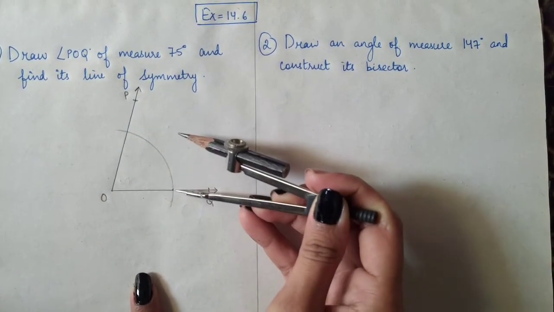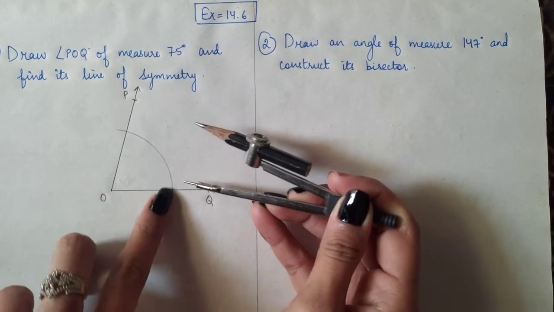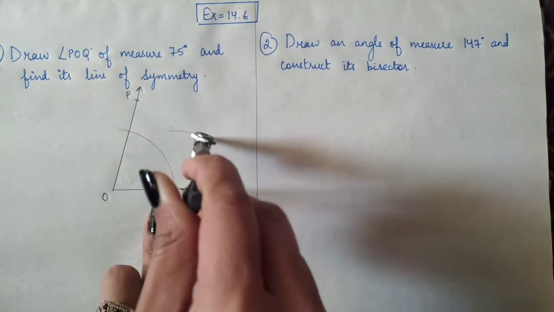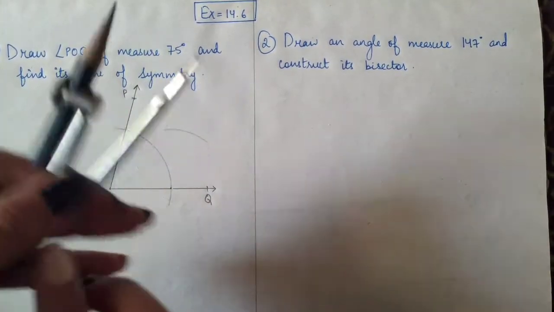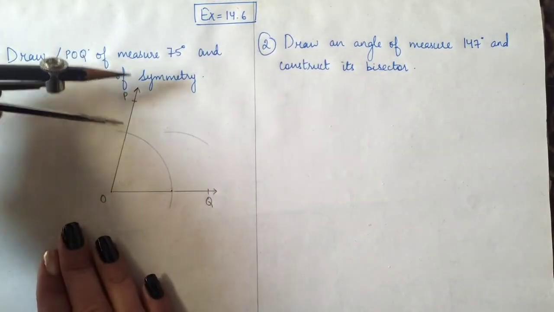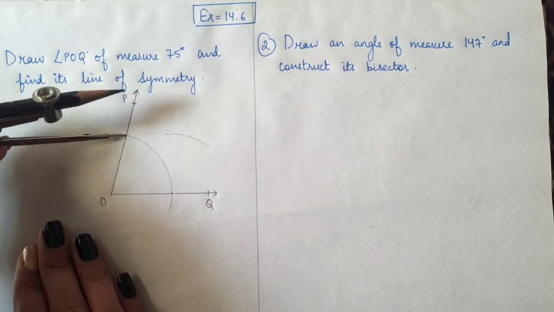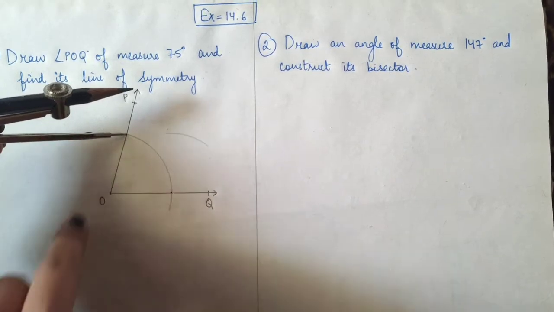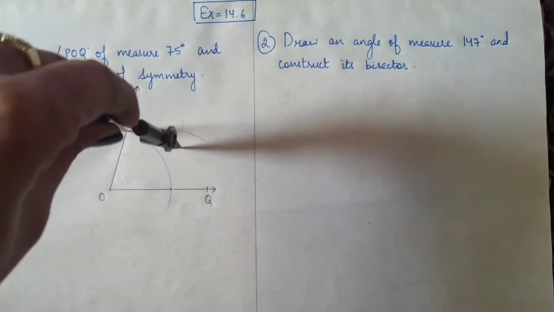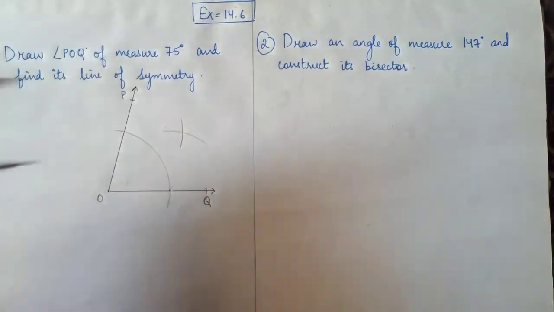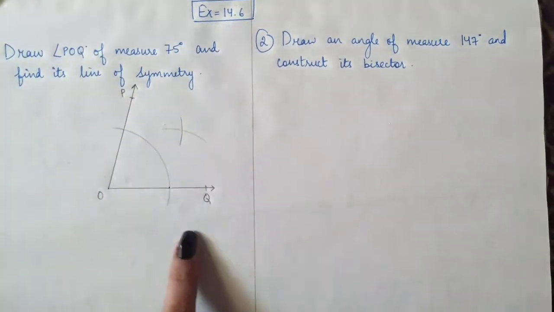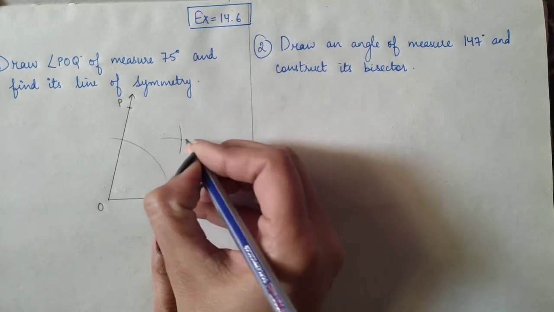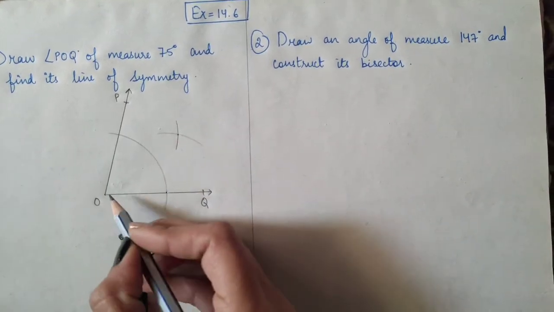Okay, keeping the pointer here at the intersection of the arc and this ray, we'll draw an arc here. And now without disturbing my compass, keeping the pointer of the compass here on the second intersection of the arc and the arm of the angle. So like this, we have got two arcs intersecting at a point here. Now we'll join this point and the vertex of the angle.